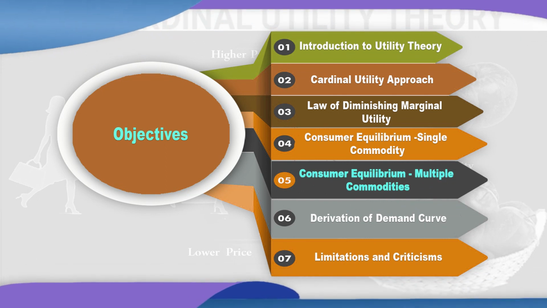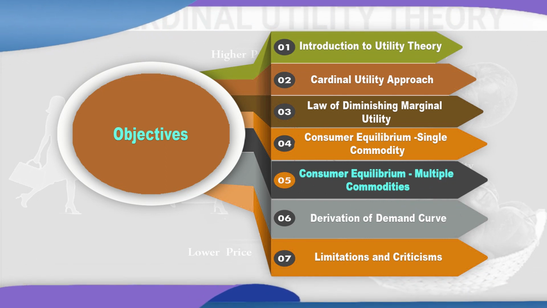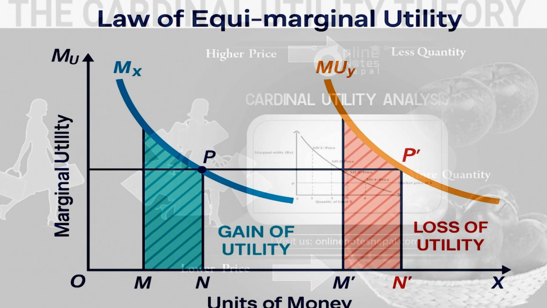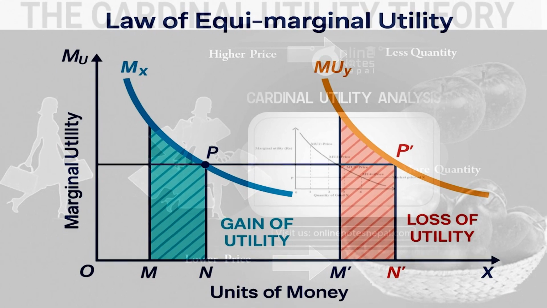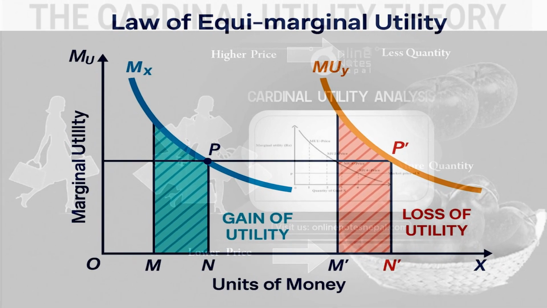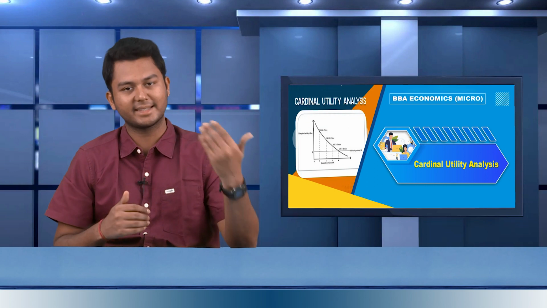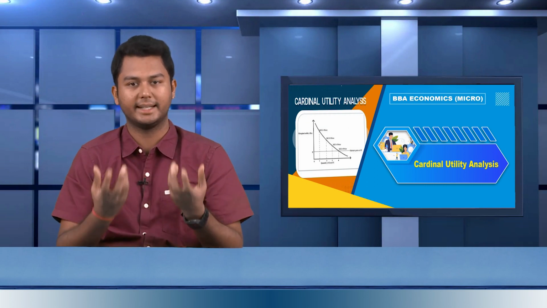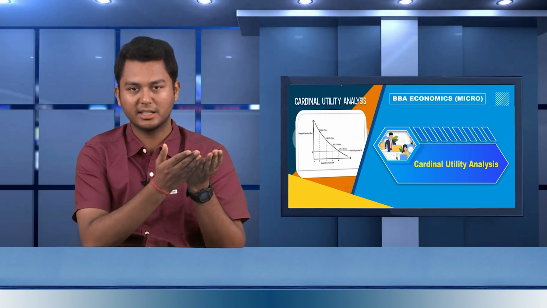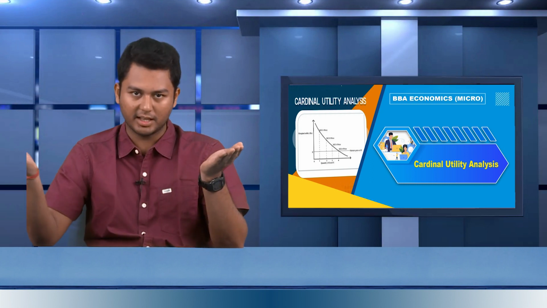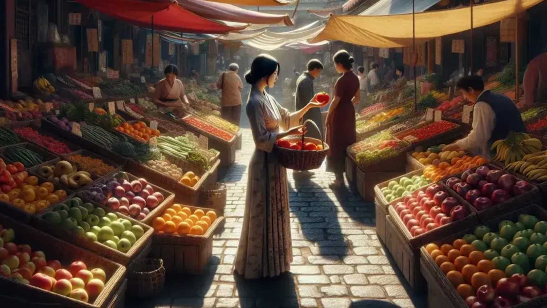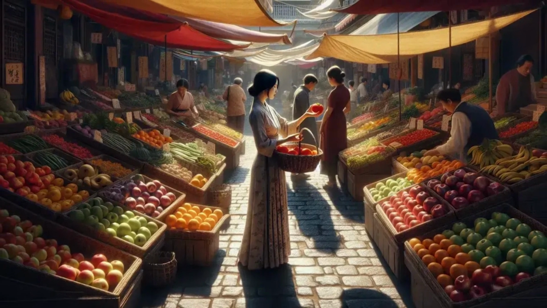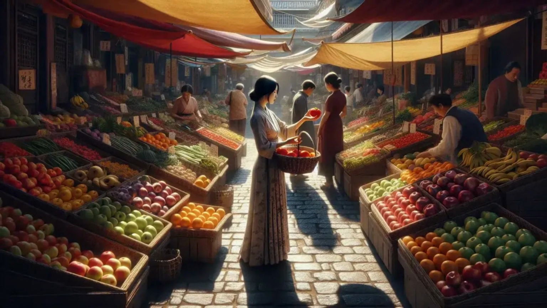Now let us look at the same idea of consumer equilibrium with multiple commodities. This is called the equimarginal principle. When choosing between multiple goods, consumer equilibrium follows the equimarginal principle, also known as the law of maximum satisfaction. This principle states that consumers should allocate their spending so that the marginal utility per rupee is equal across all the goods. That is, now you don't want to reduce the consumption of one, take money out of that and increase the consumption of another good.